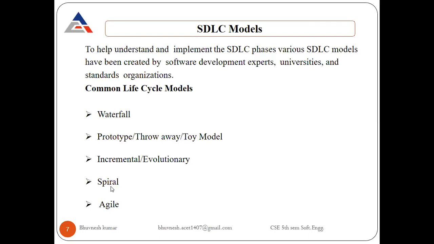And next is your spiral model. The spiral concept is there. It is also called a meta model. Iteration is going on in this model, but it is not called an iteration model. It is a spiral model, but the concept of iteration is there. And last is your agile, the latest technology used to develop software. We have studied that concept in the previous lecture. There are different approaches in agile, that is Scrum, XP, feature driven. That is the concept of agile software.